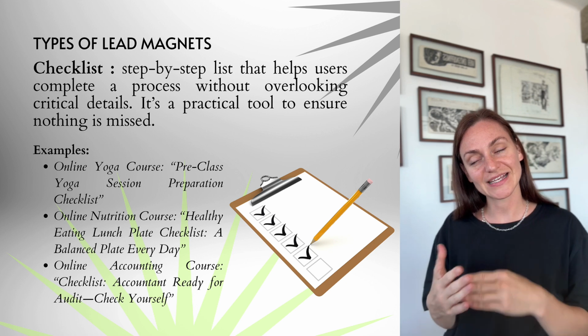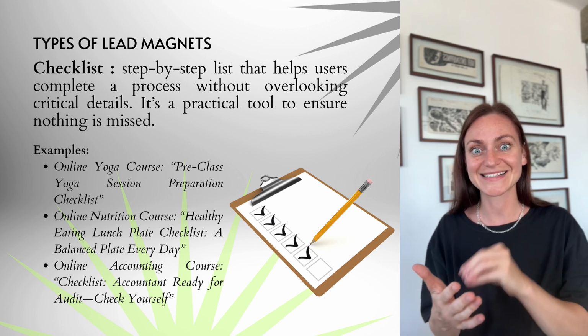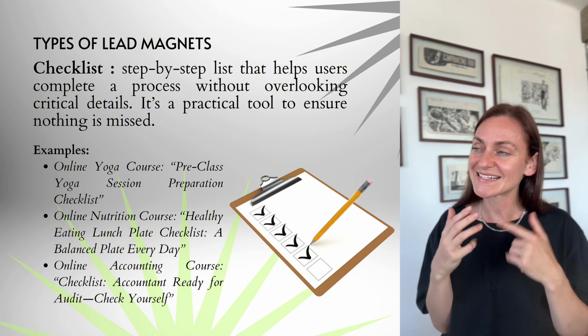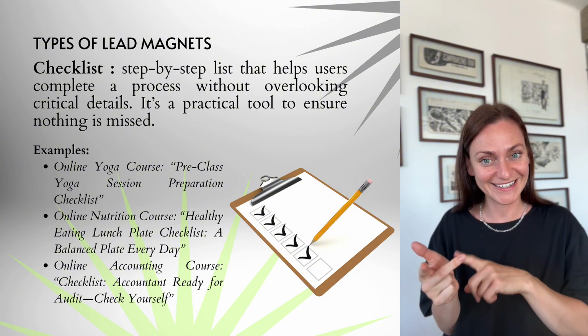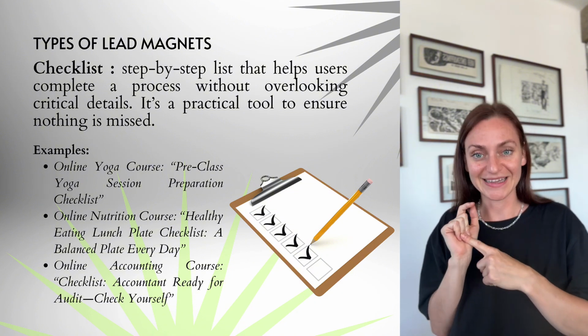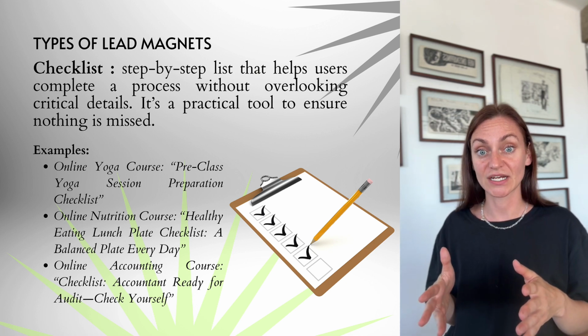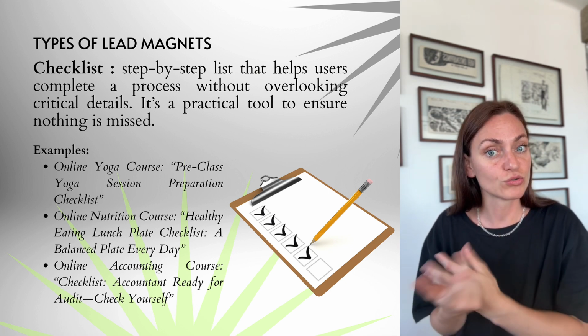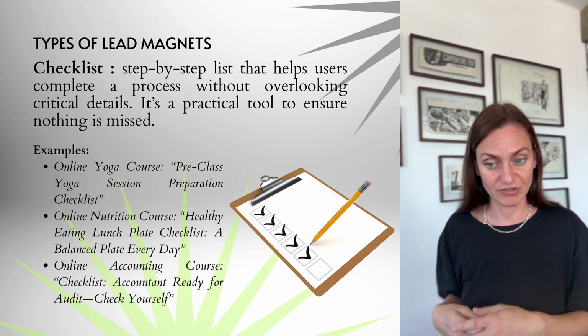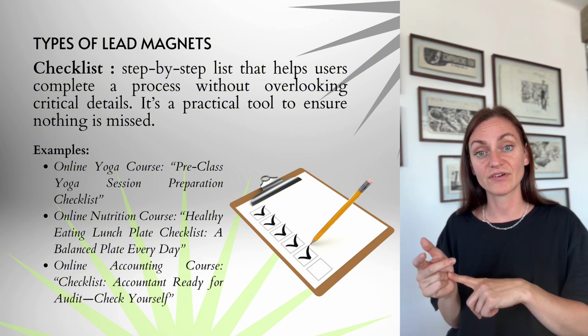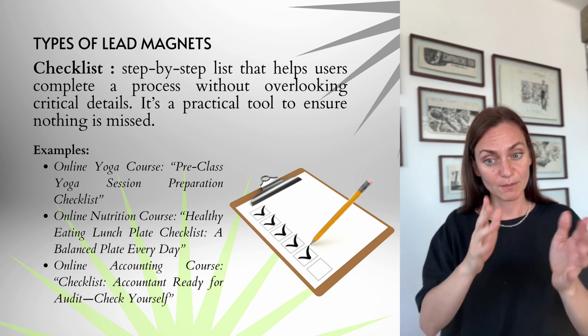If your checklist is hitting the precise pain, some precise issue or problem that occurs often within your field, and it's a step-by-step thing and it's very clear and helps people a lot, that's going to be a great lead magnet. Online yoga course: pre-class yoga session preparation checklist, what to take for yoga class or what to take with you if you go into a hiking retreat. Online nutrition course: healthy eating lunch plate checklist, a balanced plate every day, like what should be in your plate for each meal, for instance.